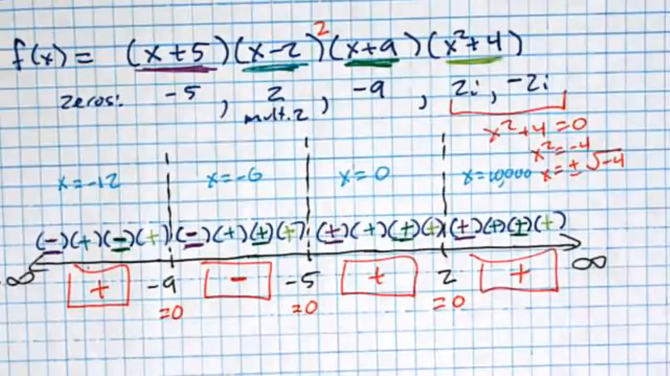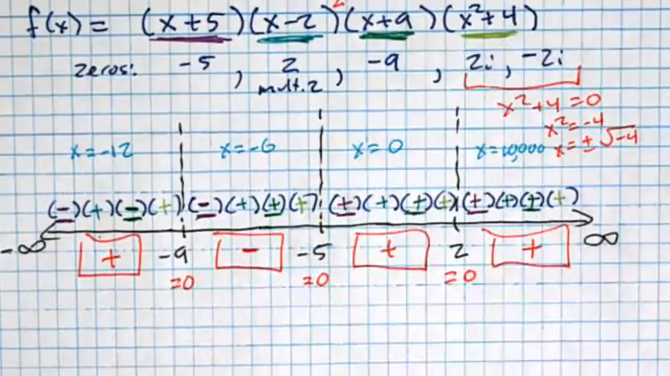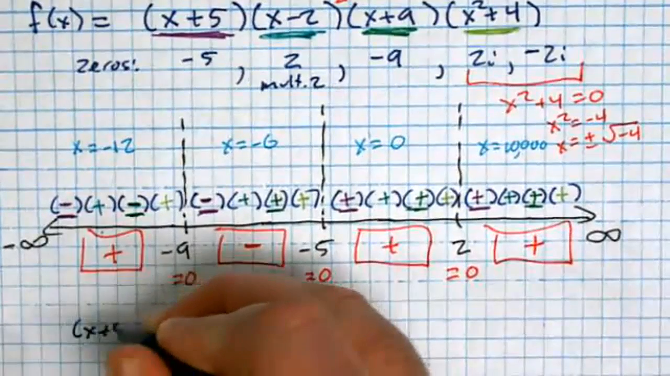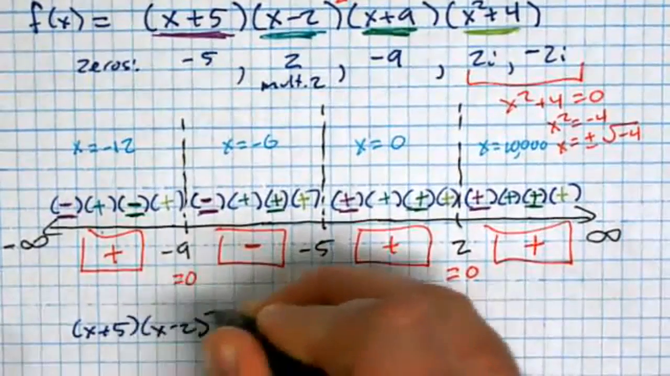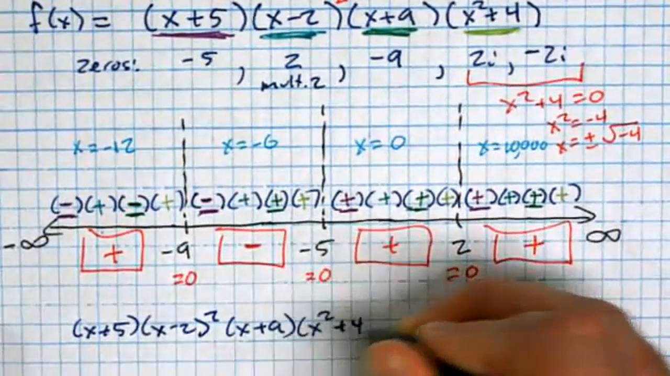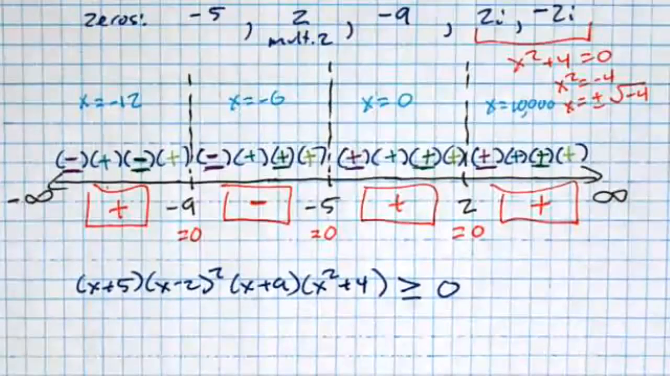All right, I'm going to show you how to use this, and then I'll come back and I'll give you the ultimate shortcut, which some of you may have figured out already, but we'll figure out how to use it first. You're not going to see a problem that looks like this in your homework. What it's going to look like instead is: x plus 5 times x minus 2 squared times x plus 9 times x squared plus 4 is greater than or equal to 0. Solve it.